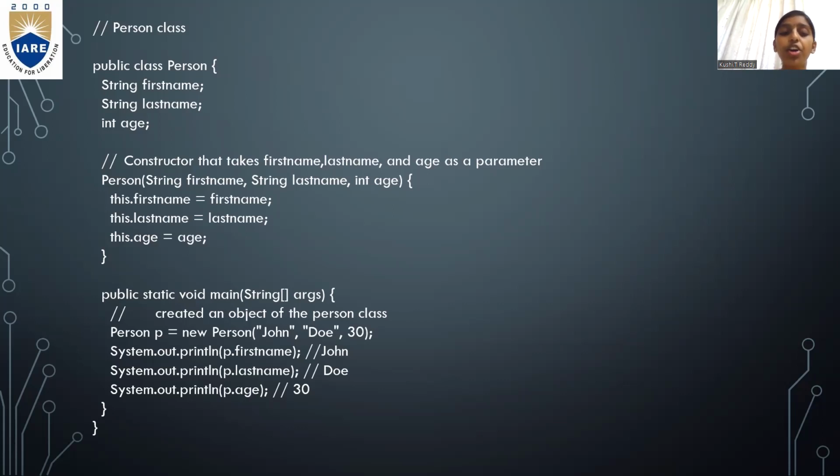In Java, you use System.out.println for getting the output. For getting the output, you give these 3 statements: System.out.println of p.firstName, p.lastName, and p.age. After running this program, the output will be John Doe 30. That is, the first name will be printed, the last name will be printed along with its age.